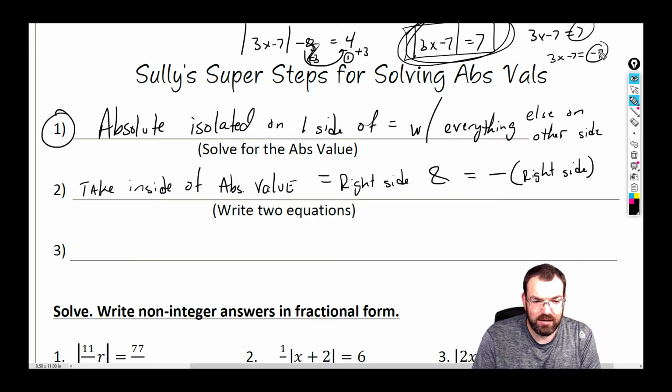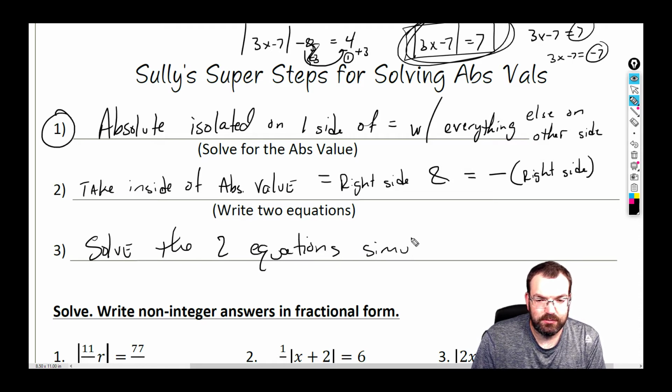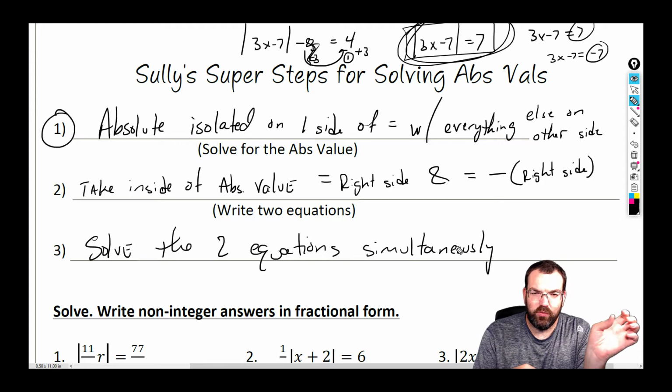And then the third step here is you solve the two equations simultaneously. Means you solve one, solve the other, and then both of those are your answers. Okay? Both of those are your answers. All right, those are your steps.